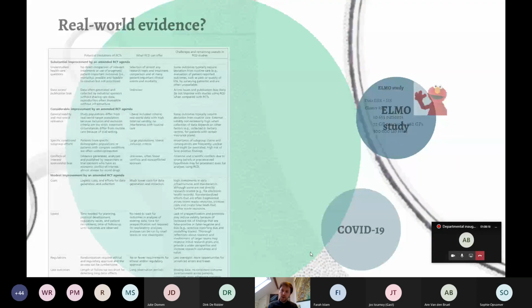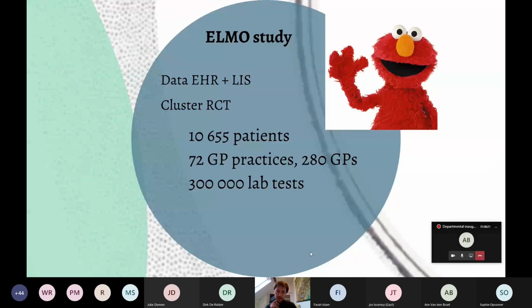And I'd quickly like to illustrate how we did this in the ELMO study. So we used data from the EHR and from the laboratory information system. We did not collect any data outside, or at least a minimal amount of data outside of what was already routinely collected in primary healthcare. And in that infrastructure, in that setting, we designed a cluster randomized trial, and that included more than 10,000 patients and almost 300 GPs. And over a period of 6 months, we collected data on more than 300,000 lab tests.